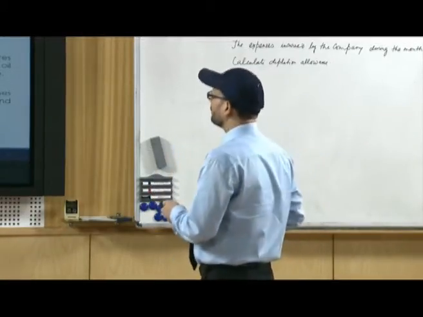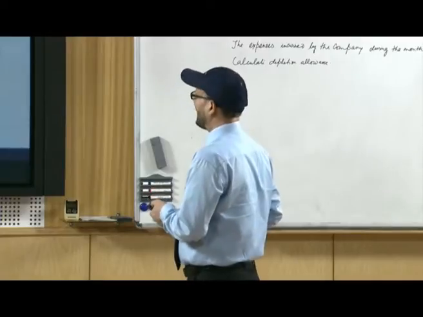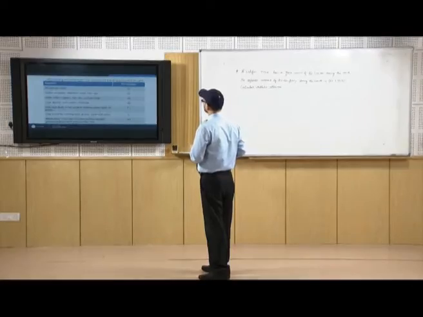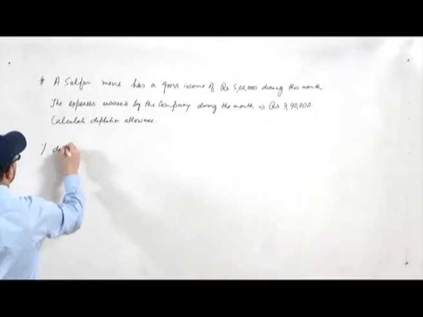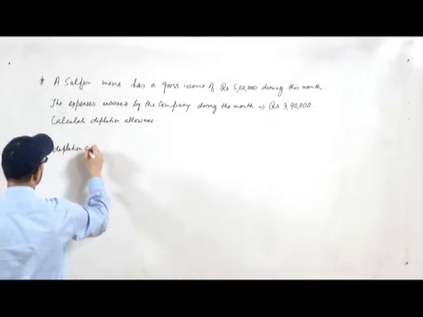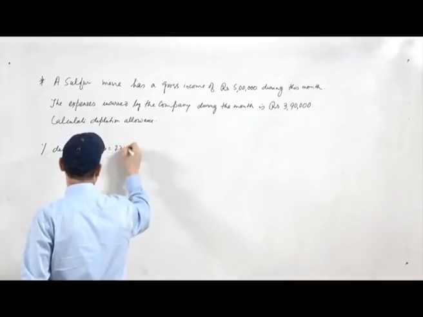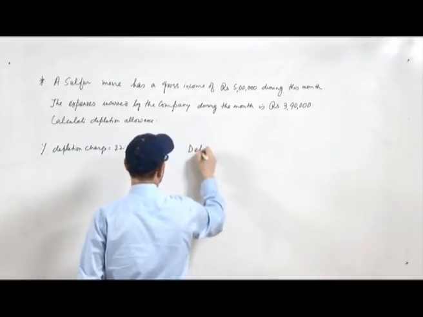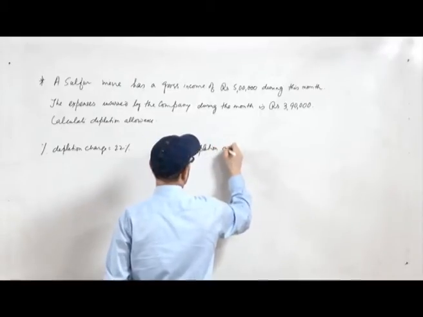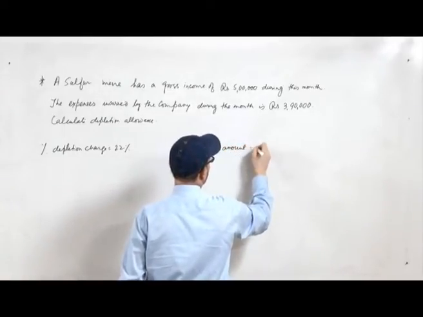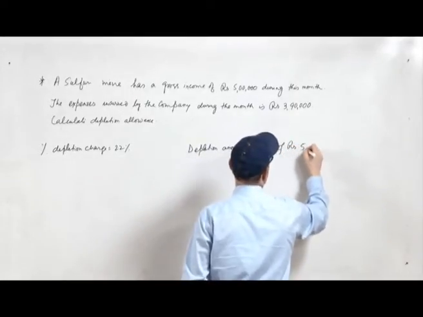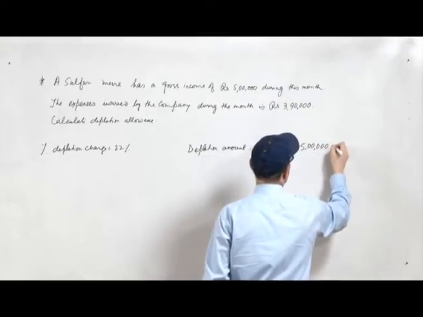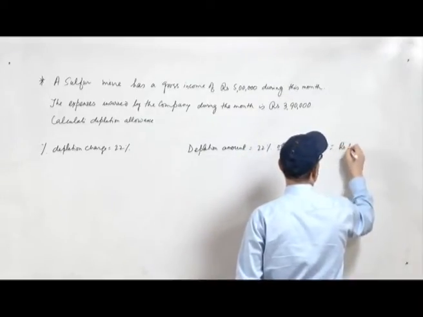Now, let us see, for the sulfur you have the category under this, the percentage depletion is 22%. So, basically the percentage depletion charge is 22%. So, depletion amount will be 22% of rupees 5 lakh, and that comes out to be rupees 1,10,000.